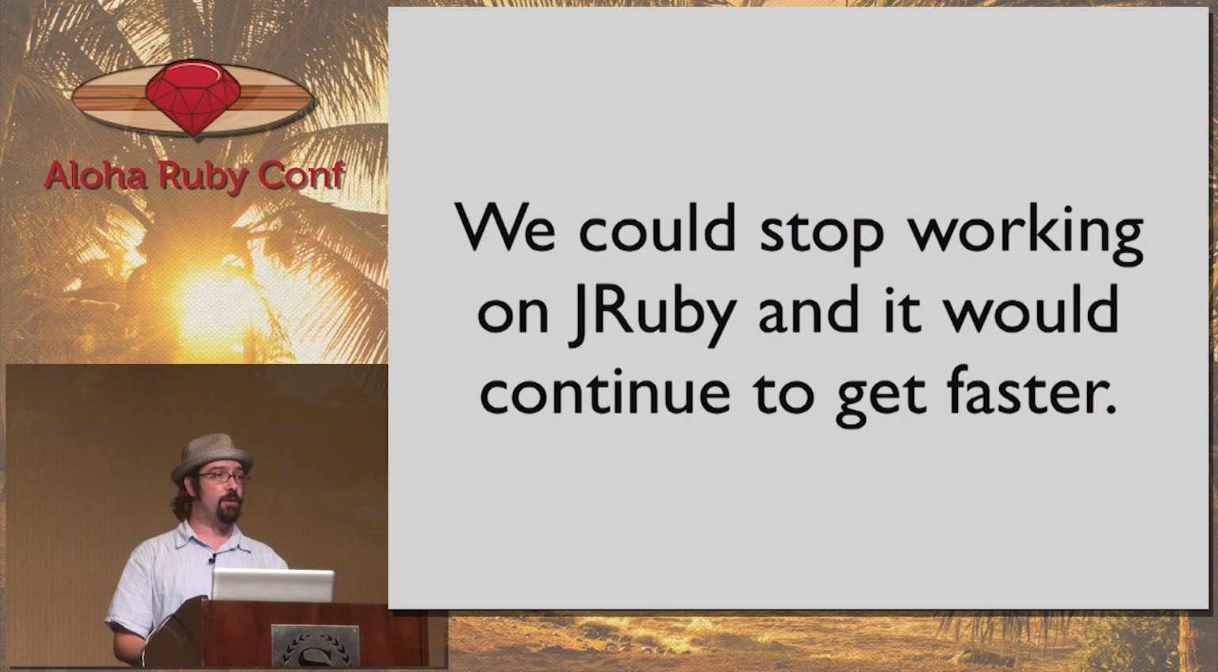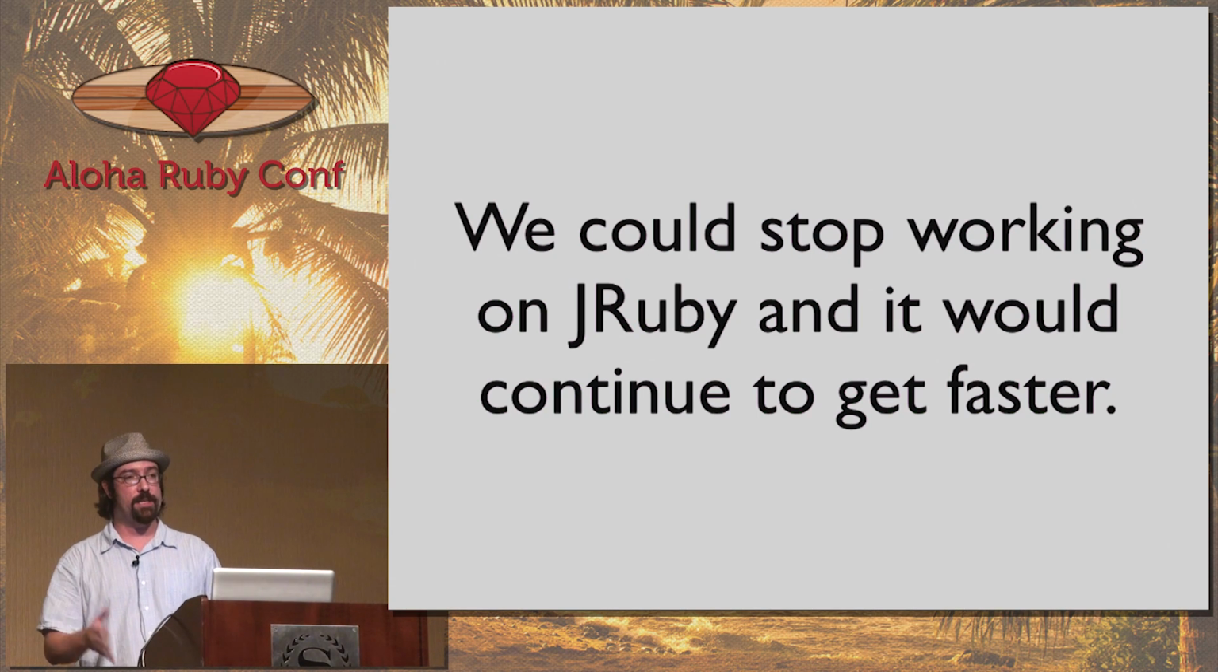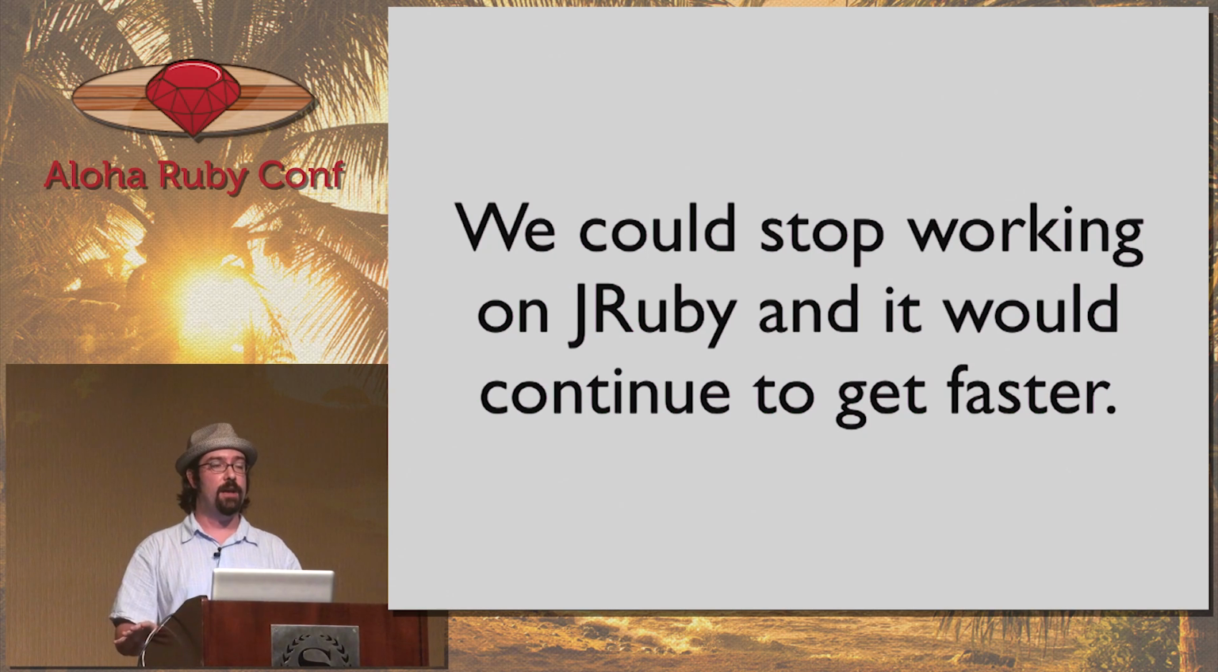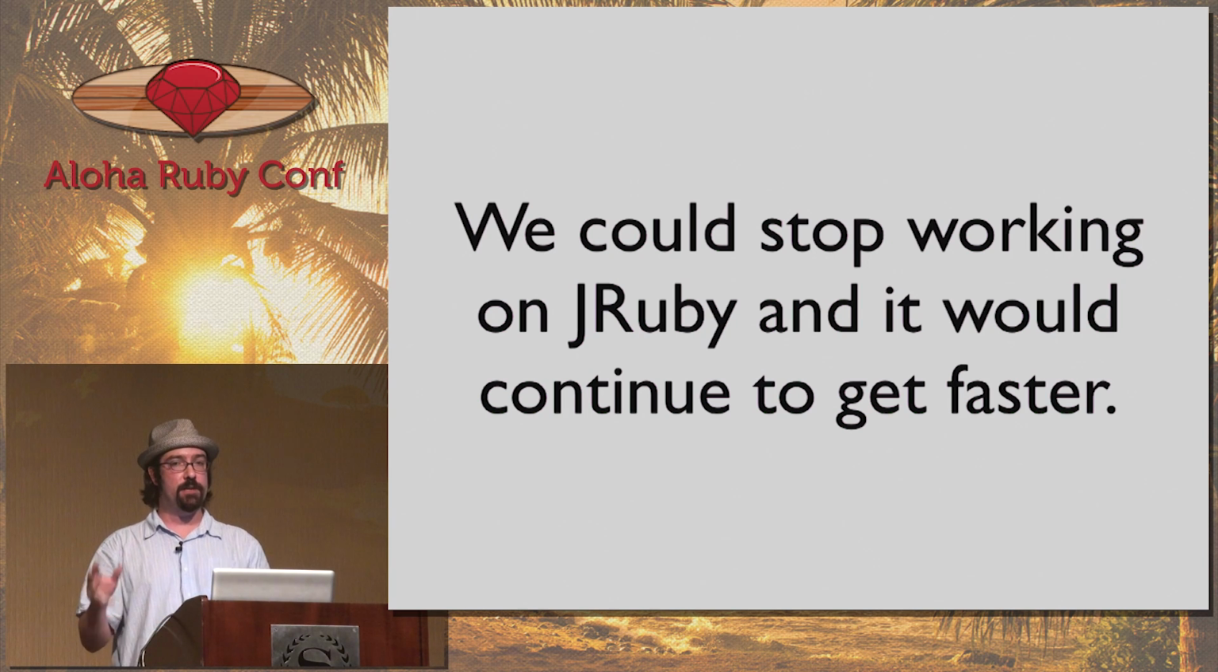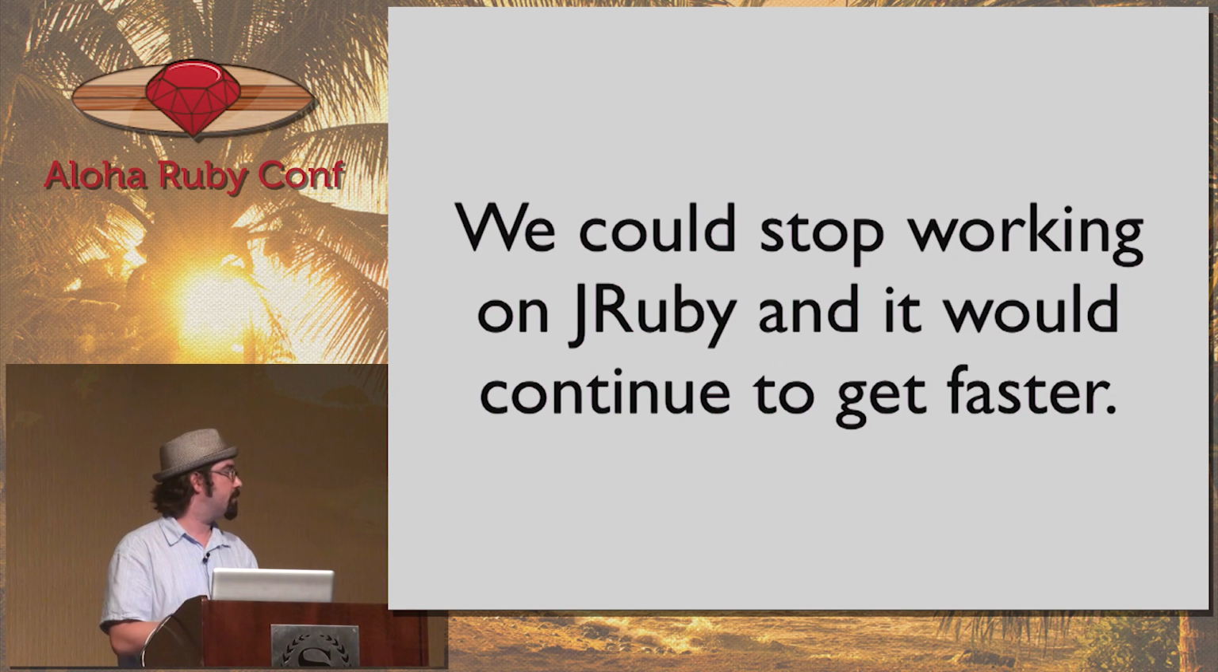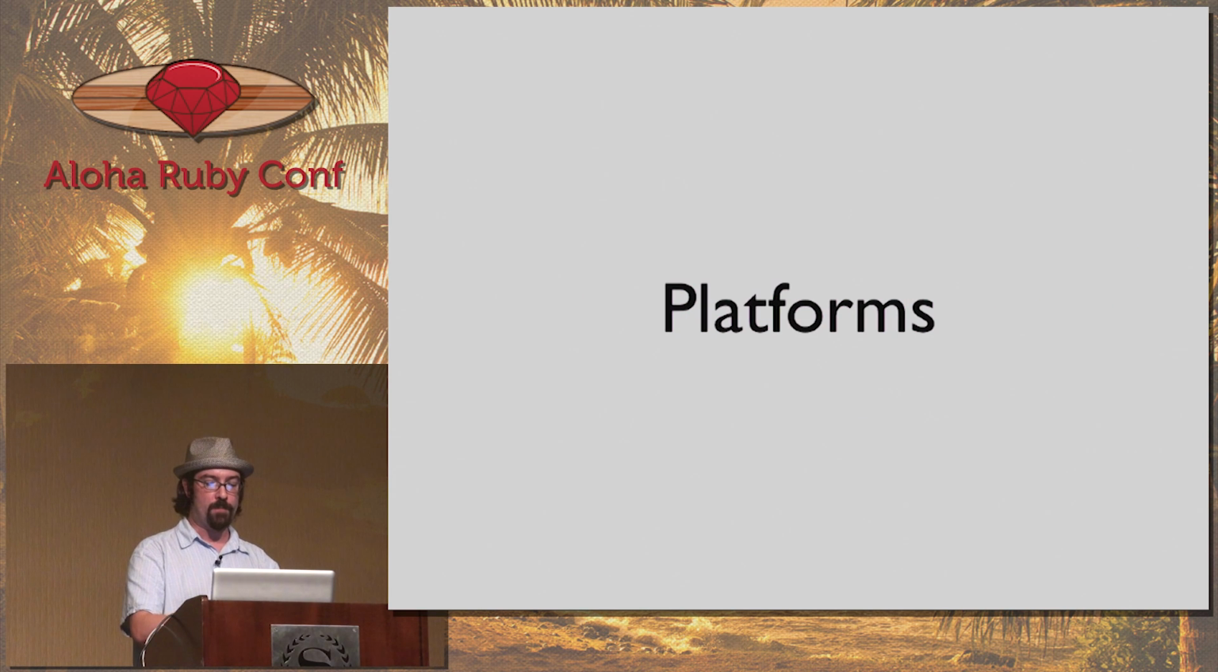And the bottom line here is that we could basically stop working on JRuby today and have no one commit anything else, and it would continue to get faster because the JVM guys are there and continue to implement that stuff for us. So that's future-proof. As long as the JVM is going to be around, we're going to continue to get better, even if we don't do anything. All right, and the next area that JRuby shines is in cross-platform support.